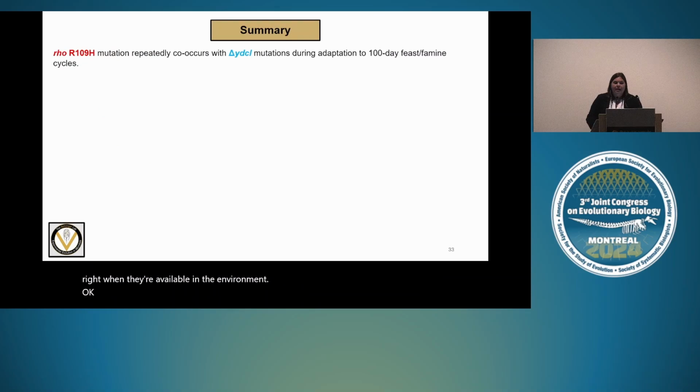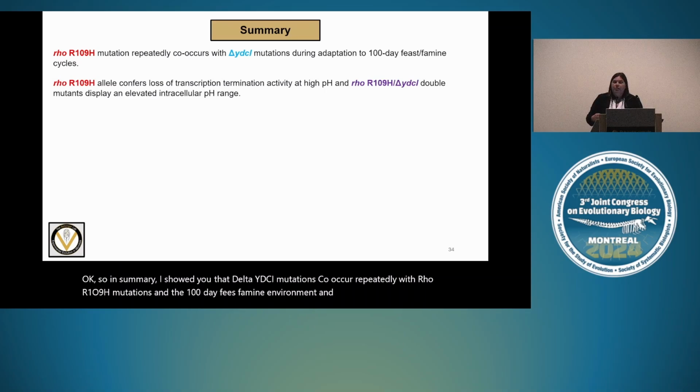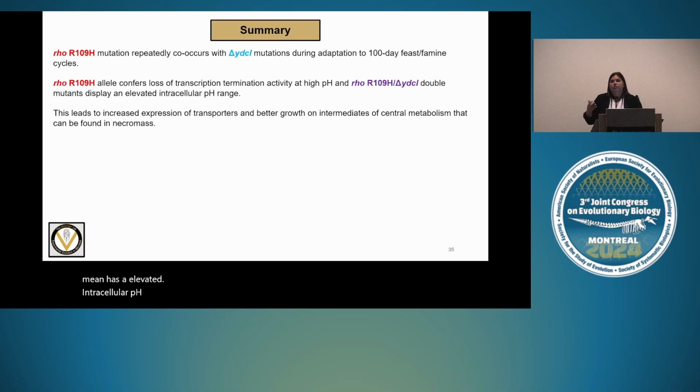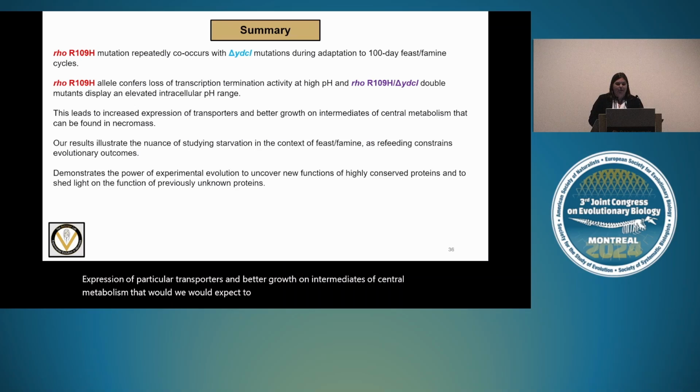Okay, so in summary, I showed you that delta ydcI mutations co-occur repeatedly with Rho R109H mutations in the 100-day feast famine environment, and that the Rho mutation confers loss of transcription termination activity at an alkaline pH, and then also the double mutant has an elevated intracellular pH range. All of this leads to an increase in the expression of particular transporters and better growth on intermediates of central metabolism that we would expect to be present in necromass.